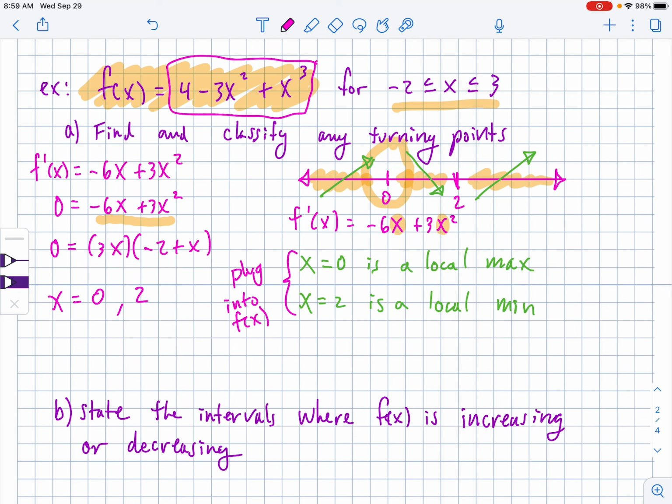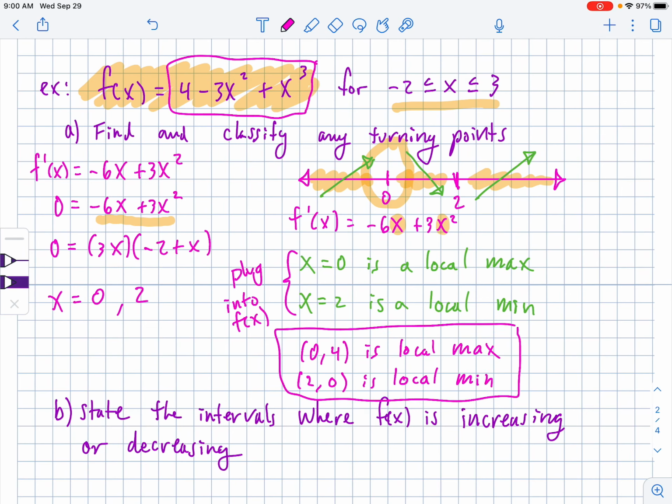So put those back into this equation right here to figure out what your y values are. And when you do that, you get (0, 4) and (2, 0). Well, I didn't know they'd be right on the money like that. Okay. So (0, 4) is the local max, and (2, 0) is the local min.